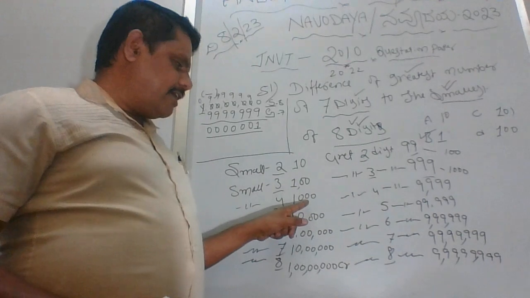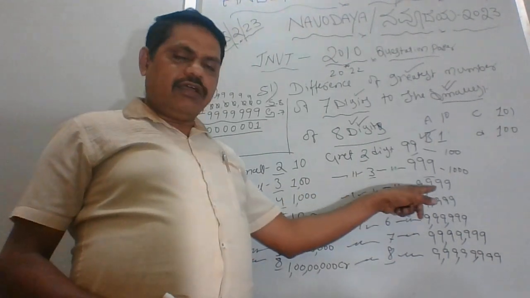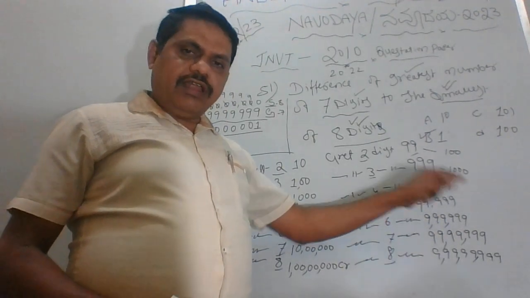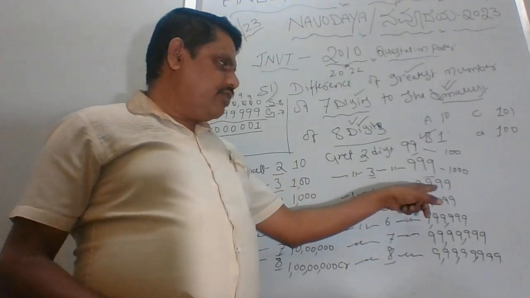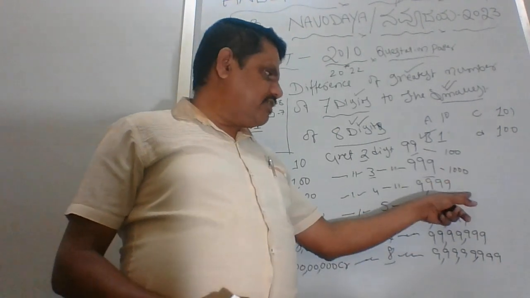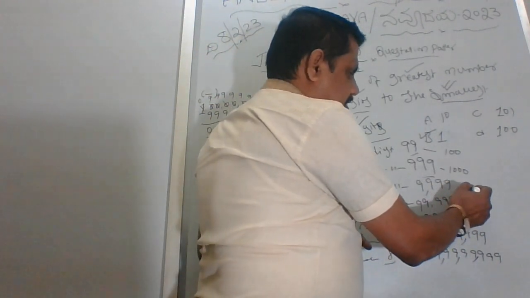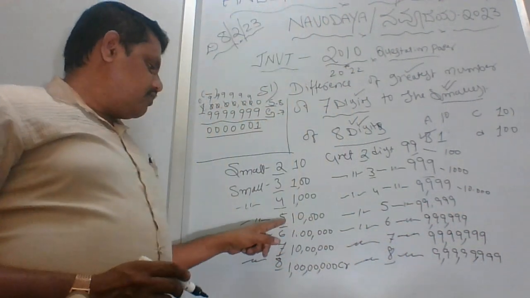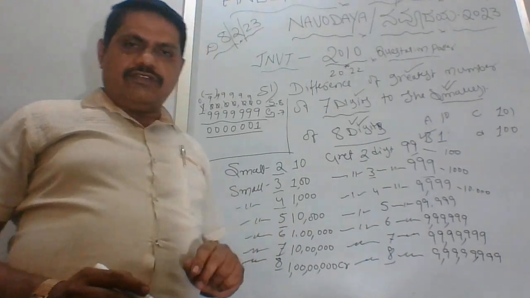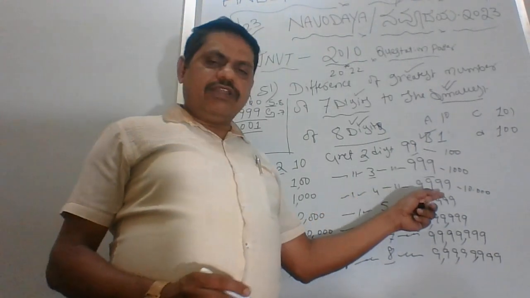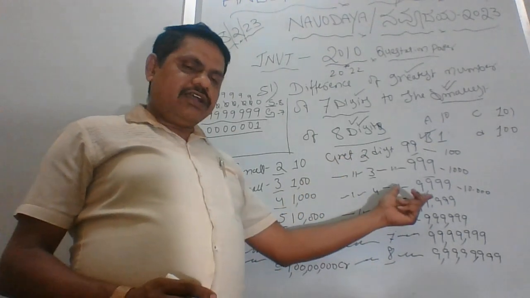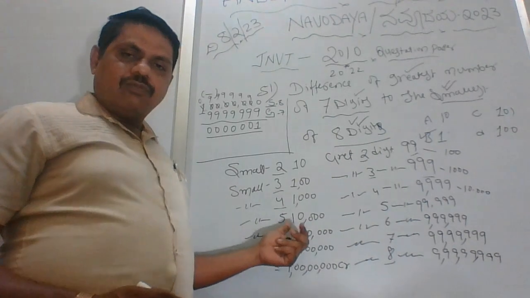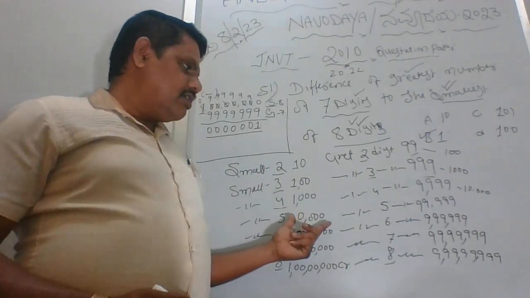If you start writing from 1000 till the end of the 4 digit numbers, you will get 9999. Similarly, once you complete the 4 digit numbers and go to the next number, it comes to 10,000. So 10,000 starts as the smallest 5 digit number. Understood? Once you cross this limit, it falls into the category of the smallest 5 digit number.